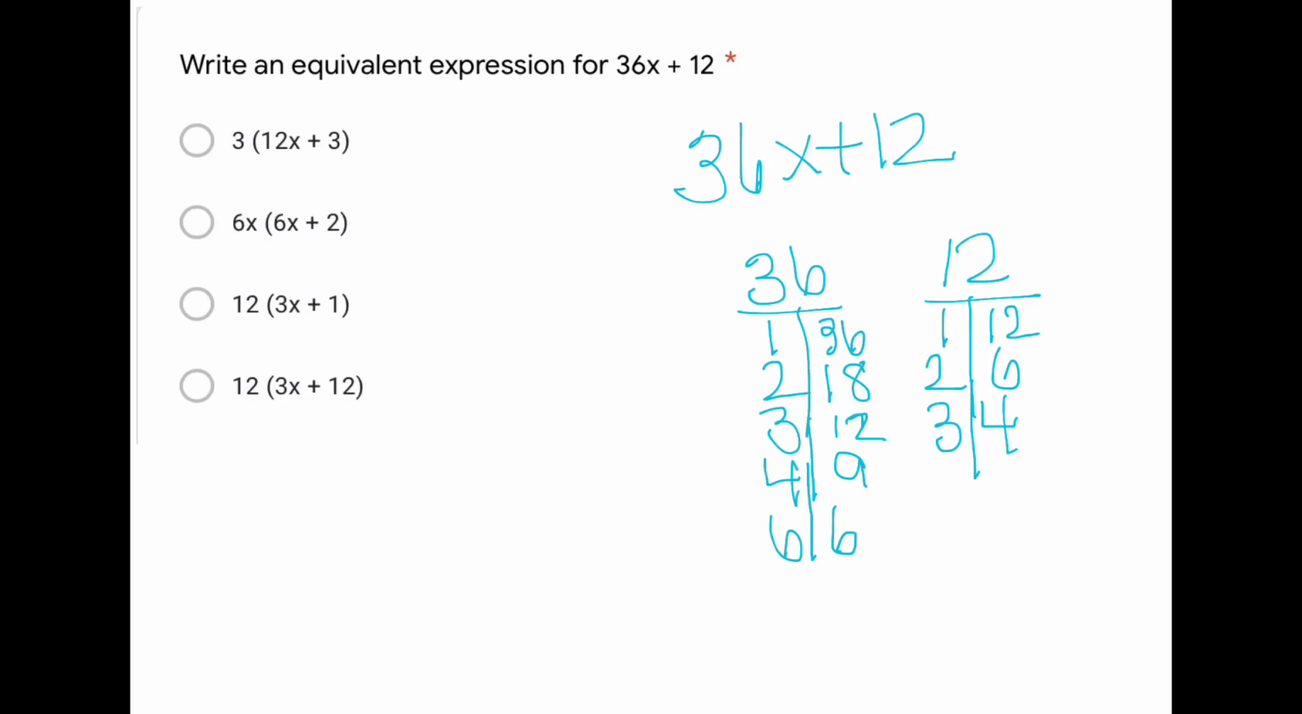We're going to start with our smallest, which is our 12. Do we see a 12 in our 36? We do. We have a 12 and a 12. So we are going to divide our 36 and our 12 by 12. So our 12 is going to be on the outside of the parenthesis, and you need to divide the 36x by 12, and divide the 12 by 12 to get the correct answer.